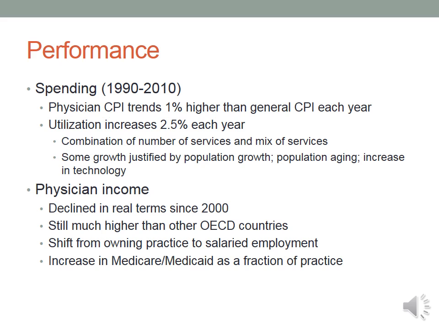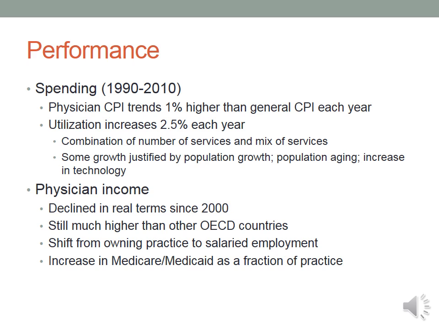And some of that growth in complexity and numbers is justified by the population growth, by the population aging and becoming more sick, and by the increase in technology that allows us to do more complex things. We also talked about physician income. It's declined in real terms, although it's still much higher than in other developed countries.